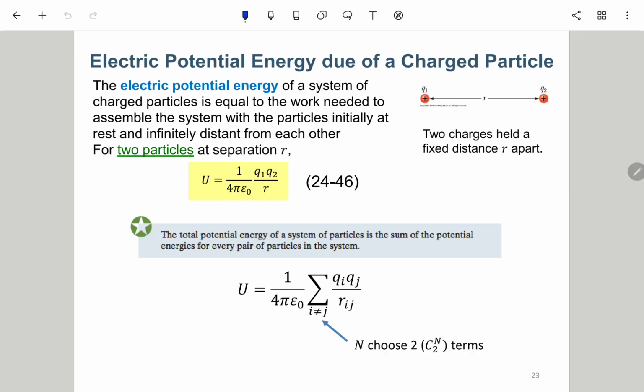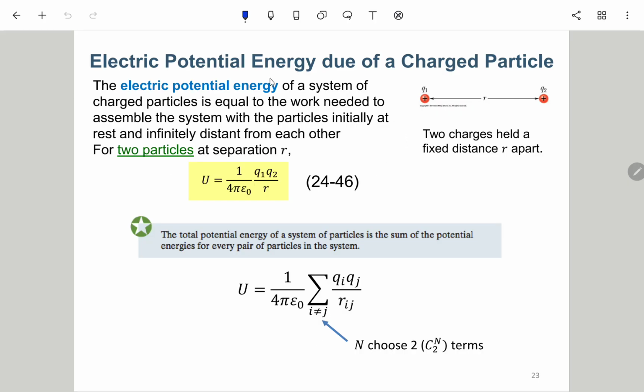So this next topic is the energy, the potential energy. Of course it is related to the electric potential. Electric potential, what we call a potential, is a voltage. Potential energy is an energy. So they are related but not quite the same.